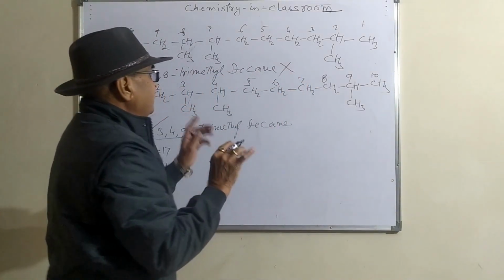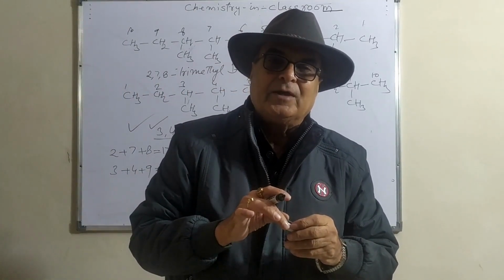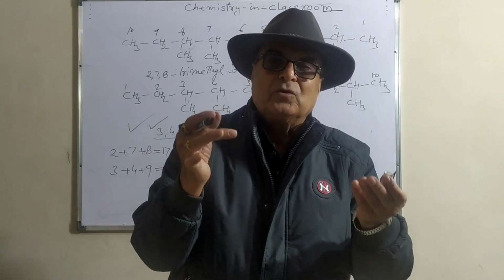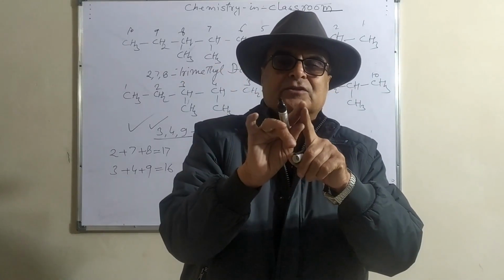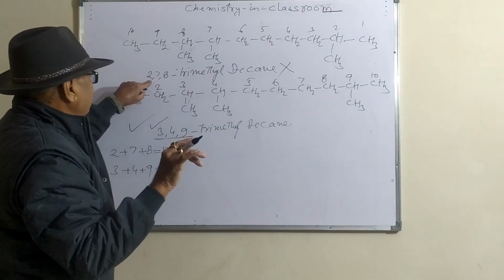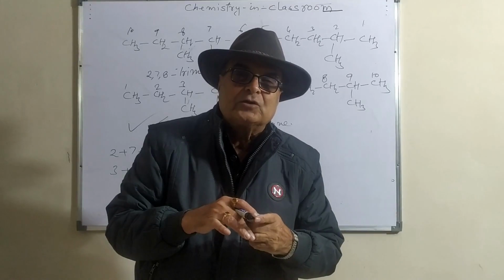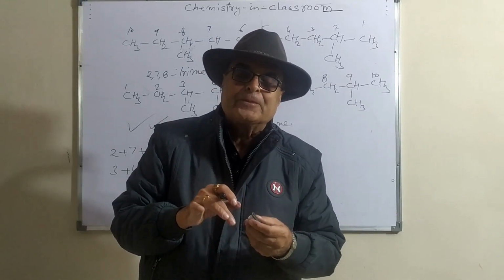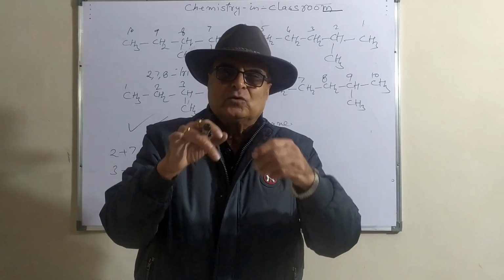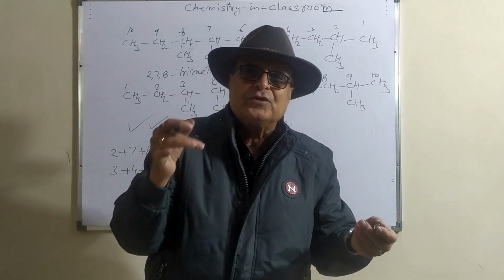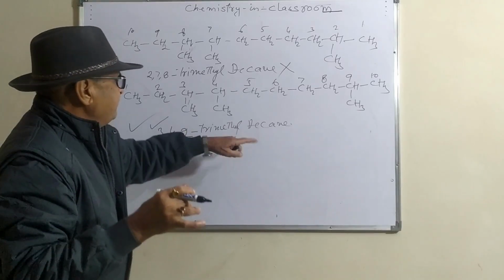and again this name will be wrong. So when you are in confusion about whether you have given the lowest number to the substituent groups or not, please add the numbers of these substituent groups like this, and decide which total or which sum is the lowest. So the lowest total should be awarded to locate the substituent groups. So this name will be right: 3, 4, 9 trimethyl decane.